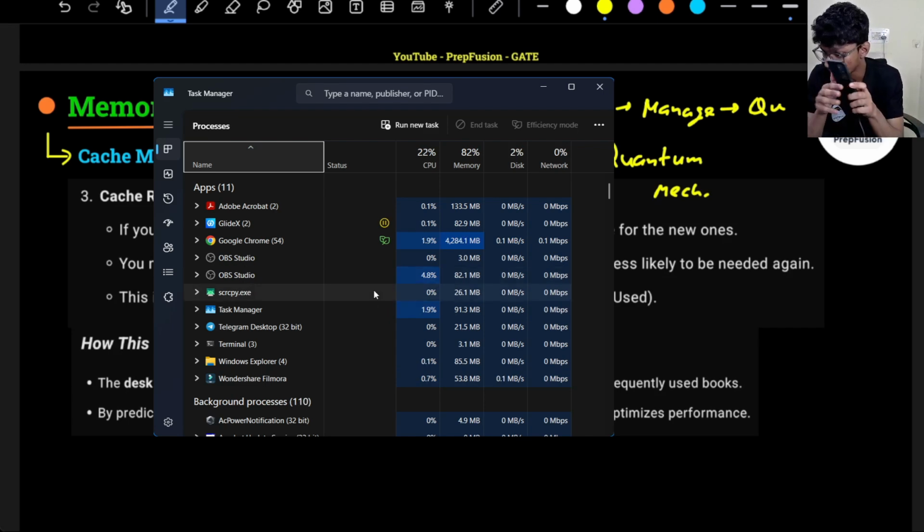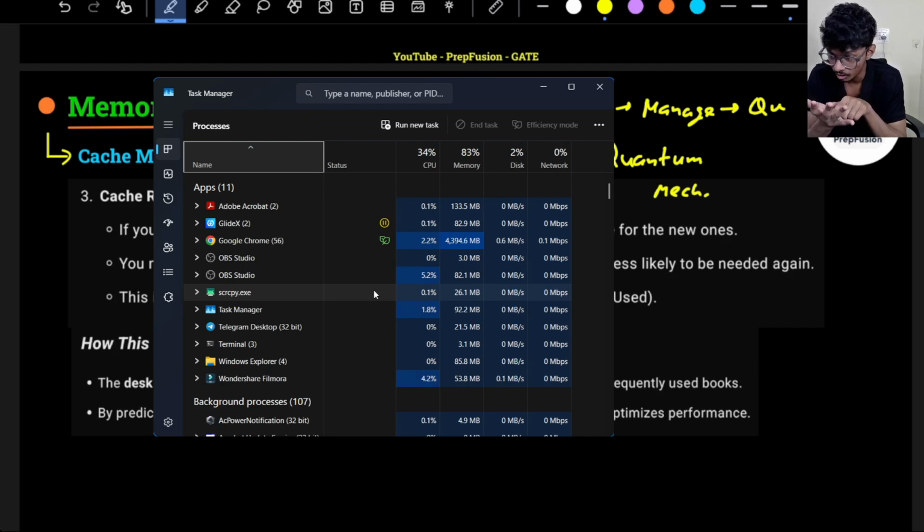In your phone, if I run 4 or 5 games, let's say PUBG and all those things, whatever game you opened recently will stay in the RAM, but the games which were opened earlier will go. Let's say I opened Subway Surfer first, then I opened PUBG, then Free Fire, then Fortnite, then Call of Duty. So the first game that I opened was Subway Surfer.